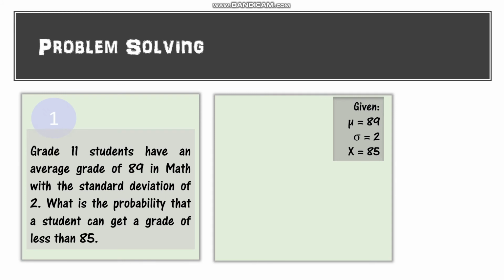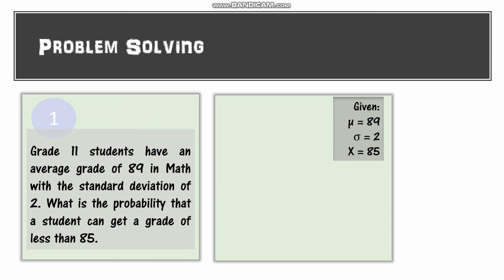Grade 11 students have an average grade of 89 in math with a standard deviation of 2. Find the area under the normal curve if a student gets a grade of less than 85. The first step is to always determine the given. Here the average or the mean is 89. The standard deviation is 2. And the raw score or the value of x is 85.